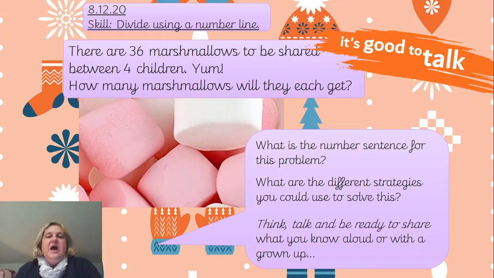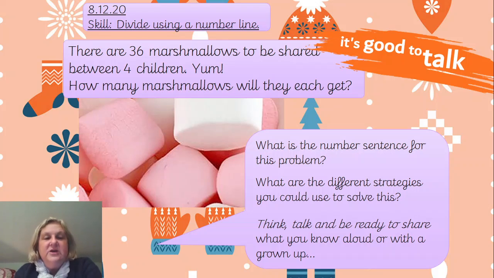It is a dividing sum, because you've got that idea of it being shared between 4 children. So the 36 marshmallows are being split or shared, divided up into 4 groups. You could, if you were in year 2 and year 1, use, oh my goodness, I keep calling them sorting circles. They're not sorting circles, they're little dividing circles, and you can do that.